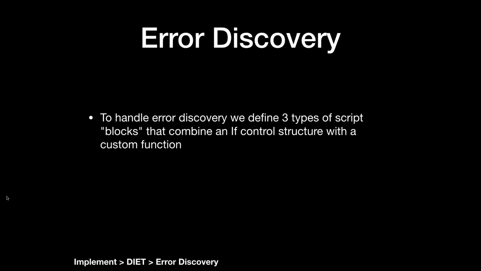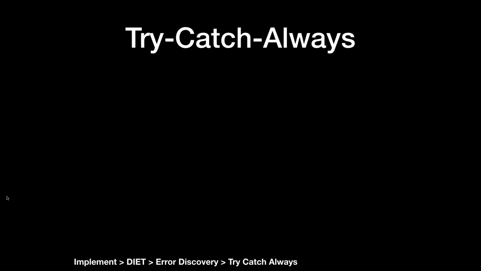In fact, in this bit, this is the crux of how the script structure works. The error discovery in this implementation relies on 3 types of script blocks, as I call them, that combine an if control structure with a custom function. And this goes back to when we talked about try, catch, finally. We have try, catch, and always. We'll see this in a bit more detail now.